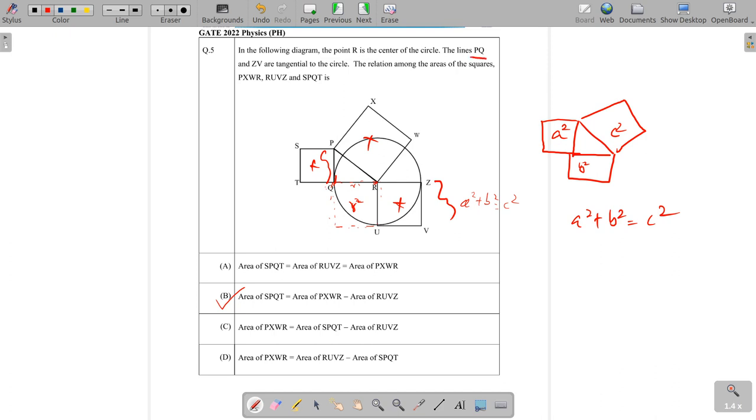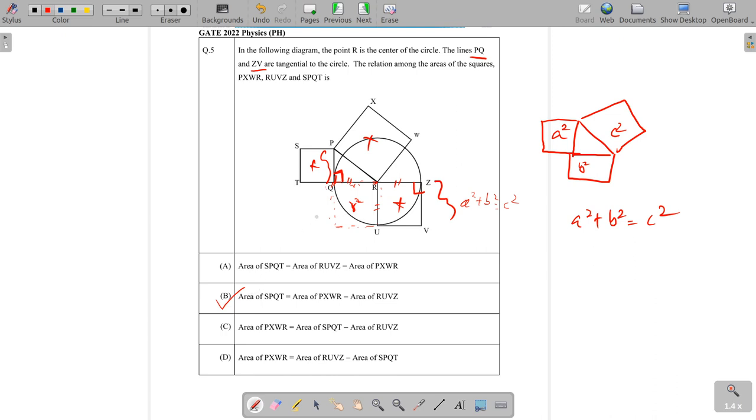Yeah, because PQ and ZB are tangential. So PQ is tangential, means this is this, and RB. Sorry, ZB is this. Yes, that means these 3 lines are all radius. Only a radius and a tangent make a 90 degree angle between them.